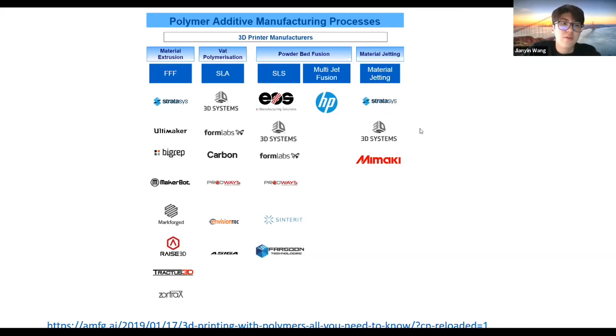For the last one, which is material jetting, one of the key advantages is that this technology has the ability to combine more than two materials together during the printing process. On the contrary, weak material properties have made this process unsuitable for functional applications.